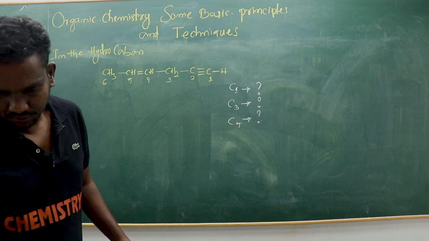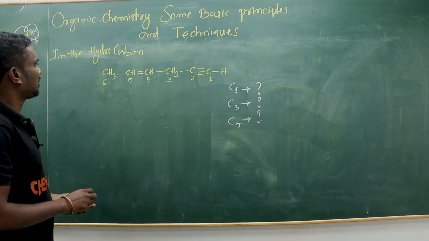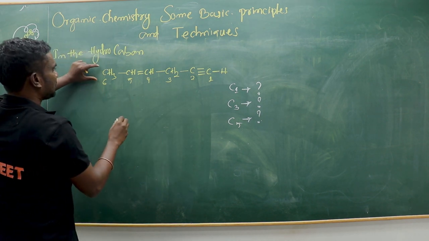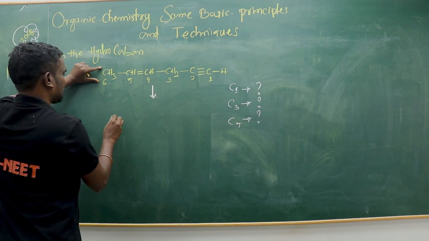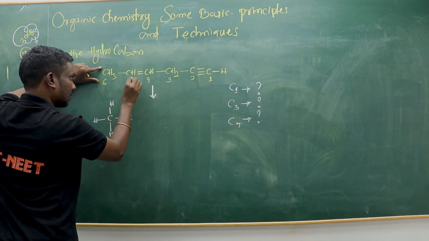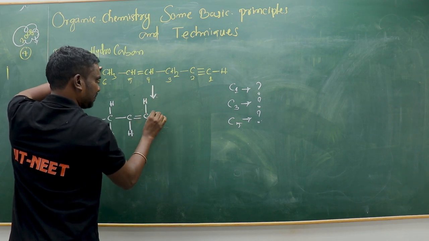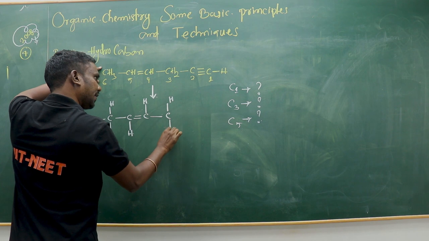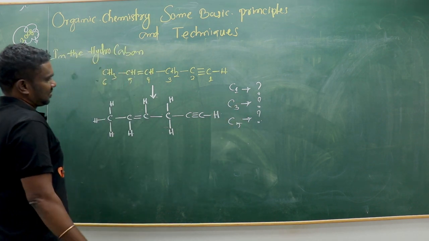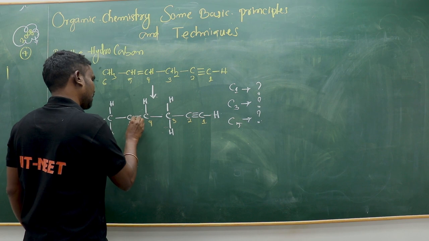Focus. Here, first of all, what you have to do is elaborate the structure. Observe carefully. This is CH3. Elaborate the structure: H, here H. Next, this H I am writing here, double bond, this H here, H, C, triple bond, C, triple bond, H. So, the first carbon, this is second, third, fourth, fifth, sixth.